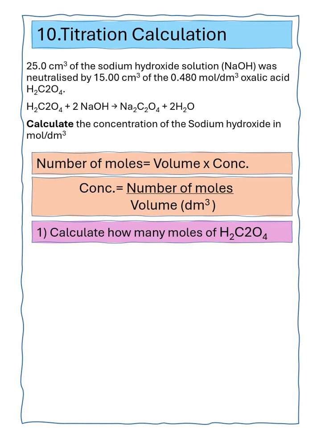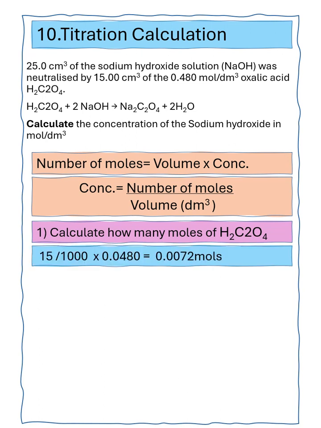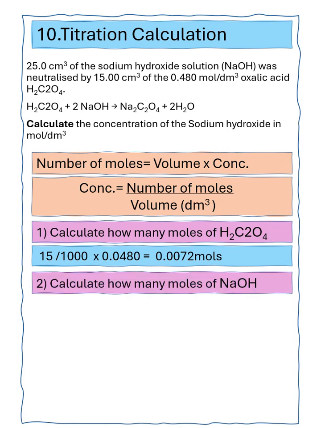So we know we've got 15 centimeters cubed. We need that in decimeters cubed, so we need to divide by 1,000, and we know it's a concentration of 0.48. We can use number of moles equals volume times concentration to work out the number of moles. So that gives us 0.0072 moles of oxalic acid. We can use that to calculate how many moles of sodium hydroxide from the equation. We know we've got 2 lots of sodium hydroxide from every 1 mole of oxalic acid.